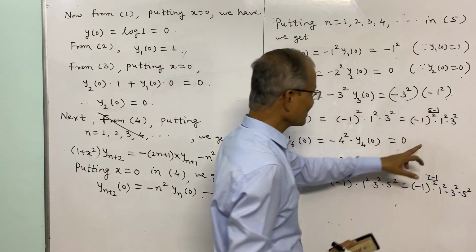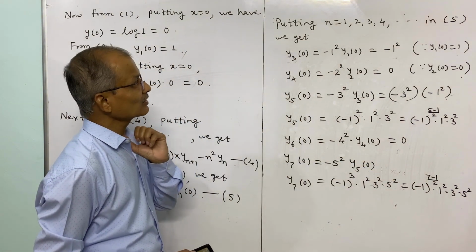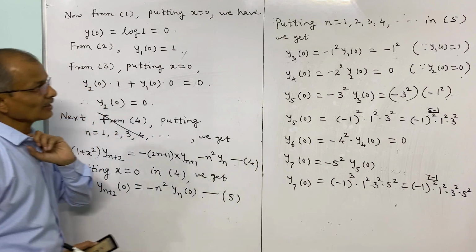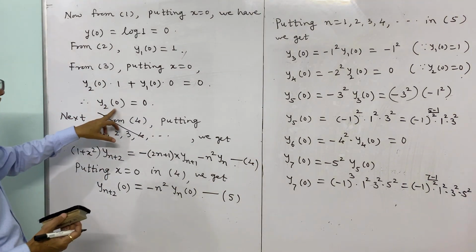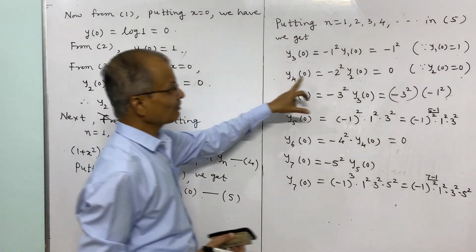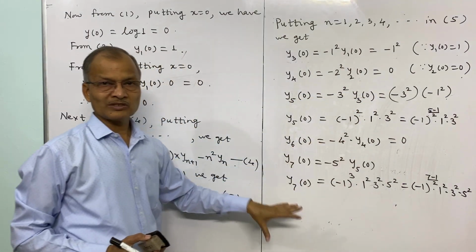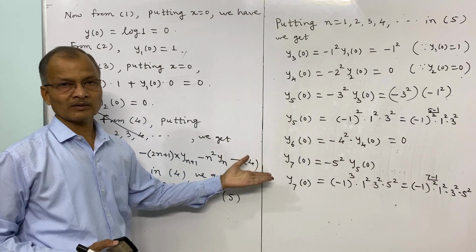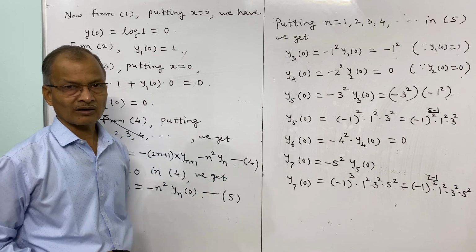Now why we have written this power of minus 1 like this? Now you may observe these derivatives. First we observe the even order derivatives. What is y2? That is 0. What is y4? It is 0. What is y6? It is 0. So that means for even n, the nth derivative at 0 is 0. So even order derivatives are all 0.